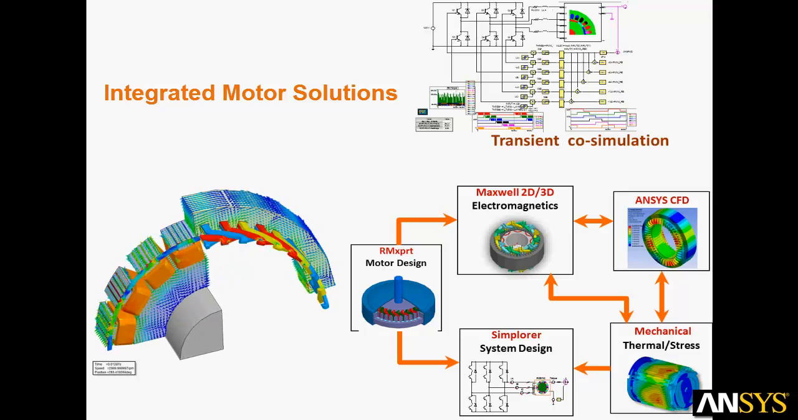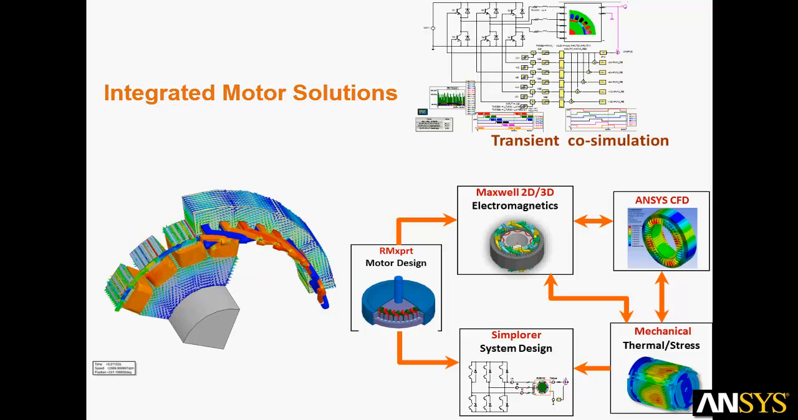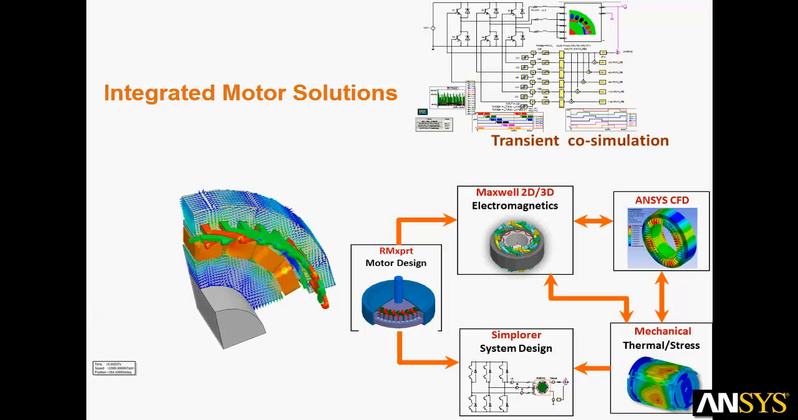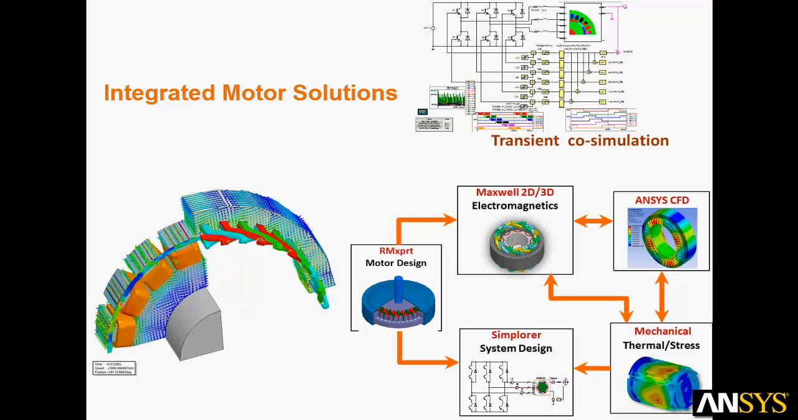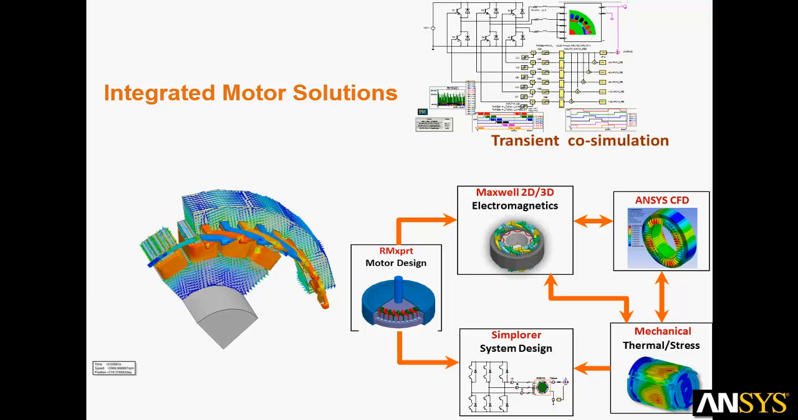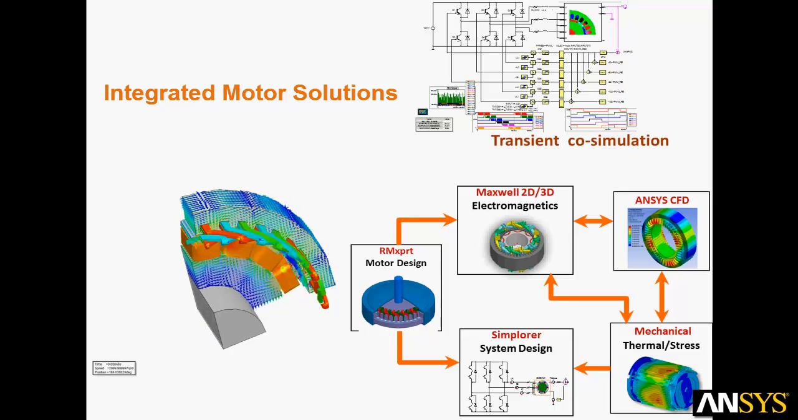RMxprt provides the initial motor design and 2D and 3D models. Maxwell performs 2D and 3D electromagnetics analysis. Ansys CFD and Ansys Mechanical are used for thermal and mechanical stress, and Simplorer ties all the physics together in a top-level system for drive circuits and other behavioral components.